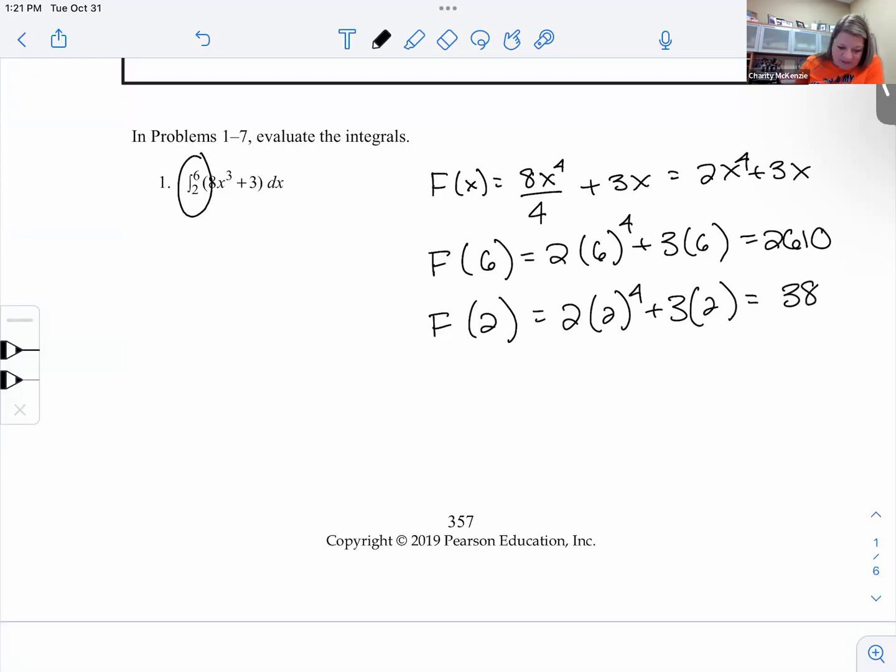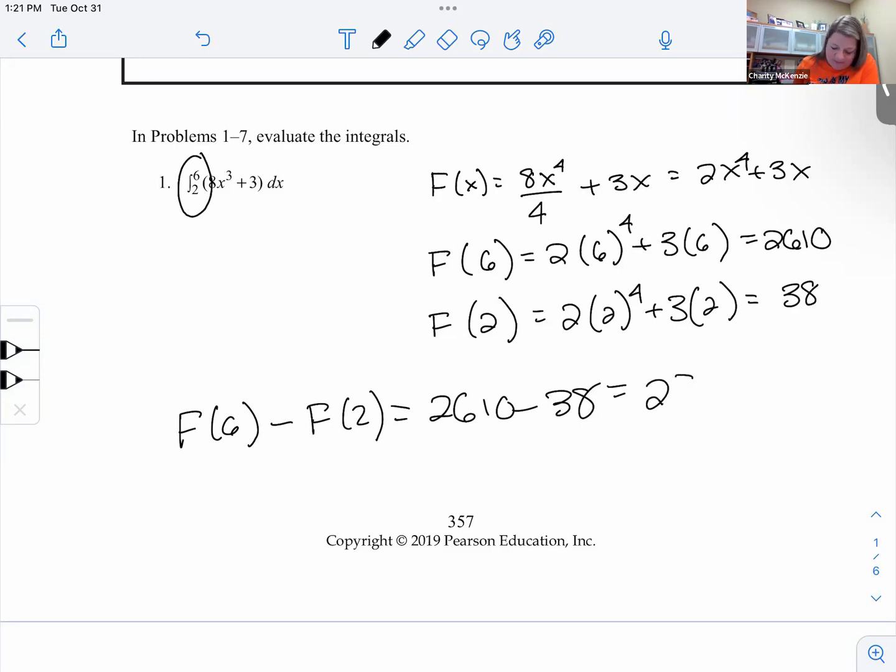So the final answer, the area under the curve, is going to be the top value minus the bottom value. So that is 2,610 minus 38. That's going to give me an area of 2,572. Okay, so the answer to that one is 2,572. So we start with antiderivatives, then we just put in our value. Now, antiderivatives are going to get a lot harder, so it's going to make you think about your antiderivative.